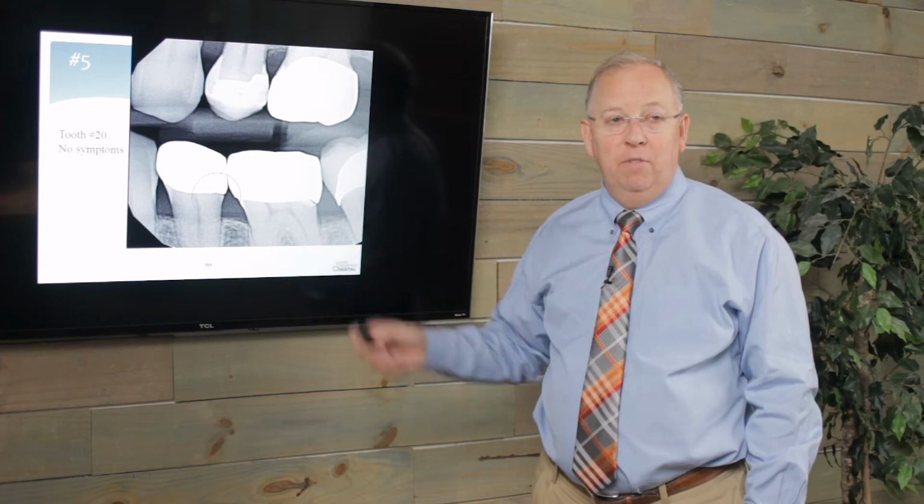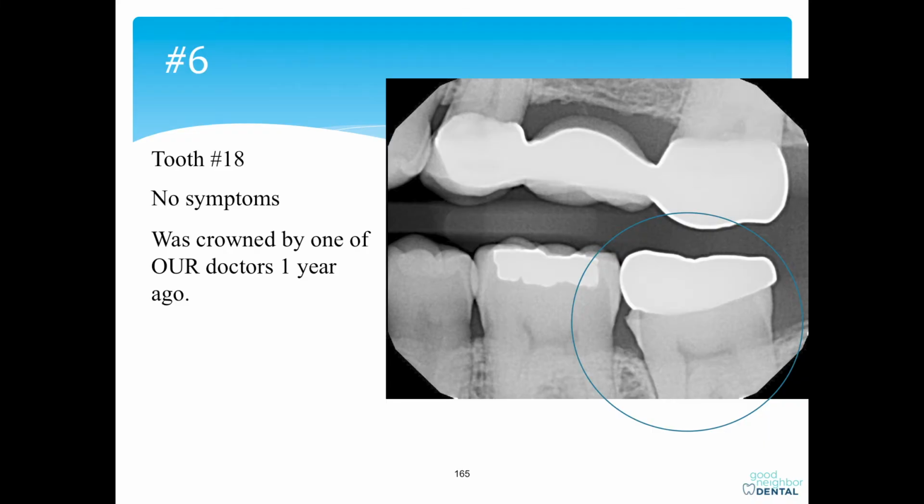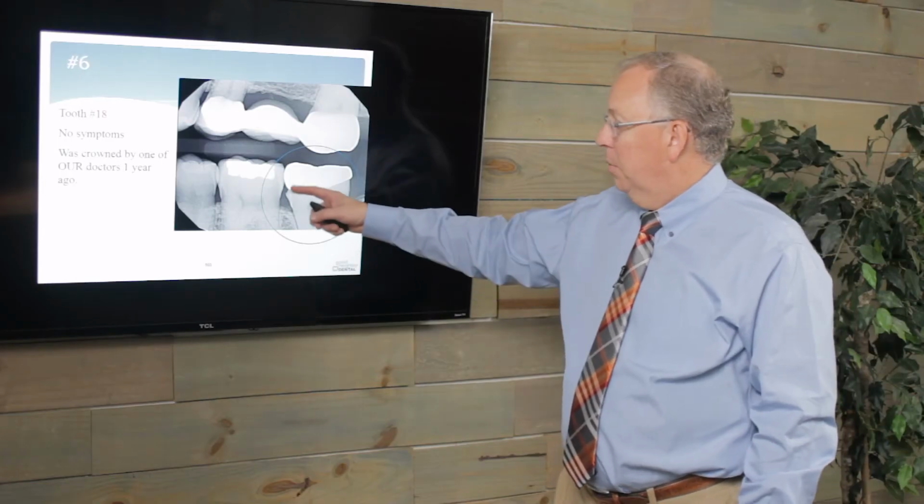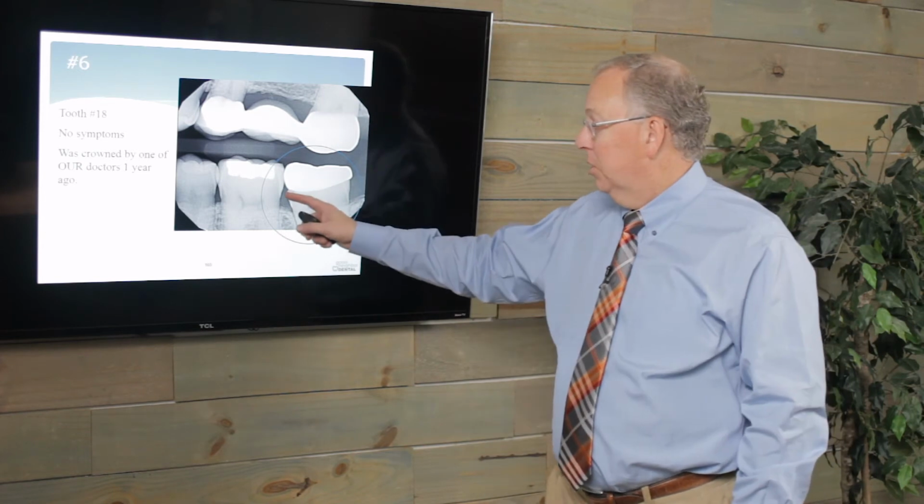And the uniformity of that is what gives it away. Tooth number 18, oh boy, this is tough, isn't it? Crowned by your own doctor less than a year ago, open margin. What do we do? I mean, that's an open margin. That should have been sealed.